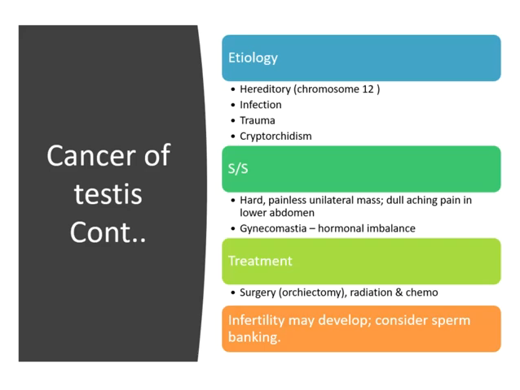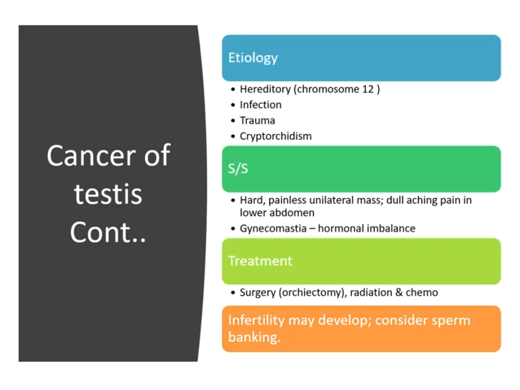The most common causes are either hereditary, which is associated with chromosome 12, infection, trauma, or cryptorchidism. Signs and symptoms are a hard, painless unilateral mass and a dull aching pain in the lower abdomen. There can also be gynecomastia, development of breasts in males, which is because of the hormonal imbalance. Treatment is generally surgery, where you remove the testes, and radiation and chemo to make sure that all the malignant cells are dead. Infertility will definitely develop, so sperm banking can be thought about. Okay, before undergoing the procedure, it is necessary to think about sperm banking.